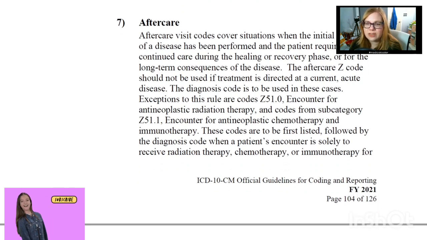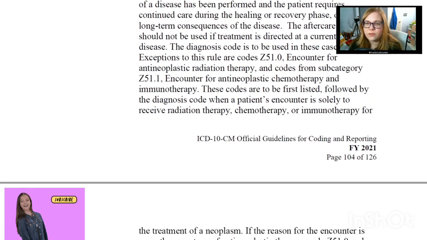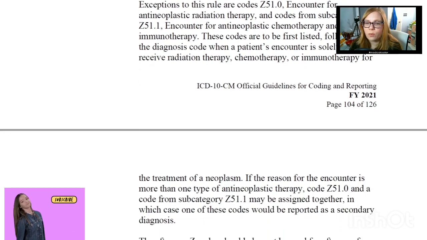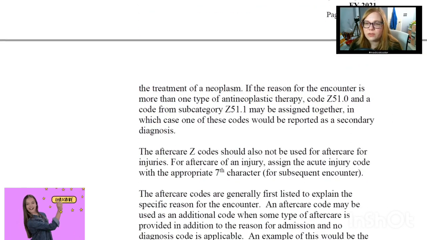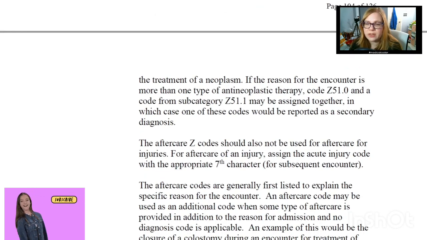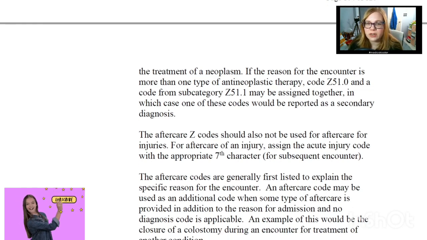Exceptions to this rule are code Z51.0, encounter for anti-neoplastic radiation therapy, and codes from subcategory Z51.1, encounter for anti-neoplastic chemotherapy and immunotherapy. These codes are to be listed first, followed by the diagnosis code when a patient's encounter is solely to receive radiation therapy, chemotherapy, or immunotherapy for the treatment of a neoplasm. If the reason for the encounter is more than one type of anti-neoplastic therapy, code Z51.0 and a code from subcategory Z51.1 may be assigned together, in which case one of those codes would be reported as the secondary diagnosis.